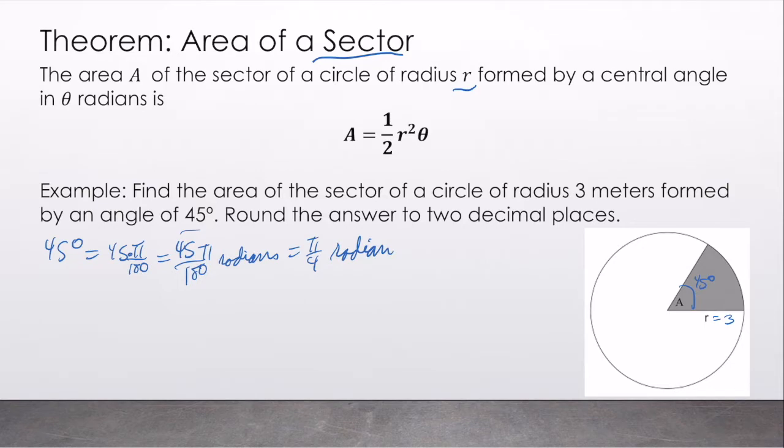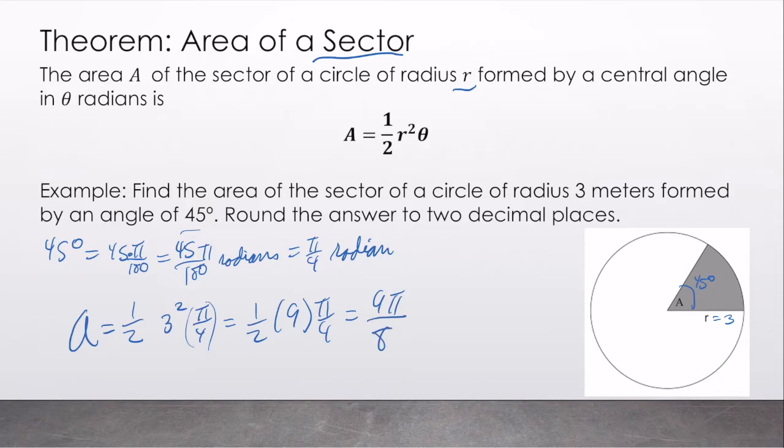So I have that our area is 1/2 r squared times our angle in radians. That gives me 1/2 times 9 times pi over 4, which gives me 9 pi over 8, which if I plug into my handy dandy calculator using 3.14 for pi, I get about 3.53 square meters. And that's our answer for the area.